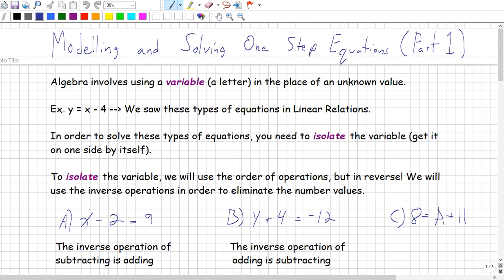In this lesson, we'll look at modeling and solving one-step equations. This is part one of two. So this will just be the first part where we're solving just one step, very simple equations. So let's go through a couple terms here.